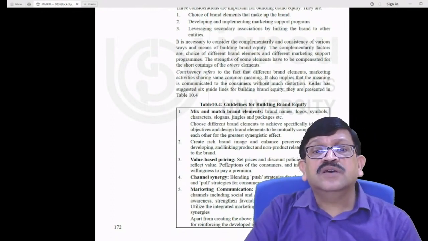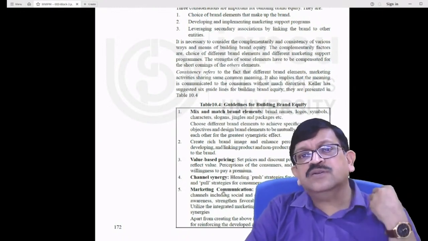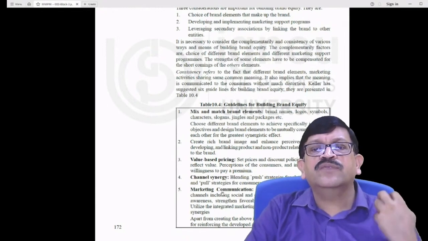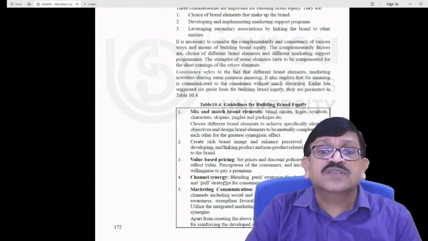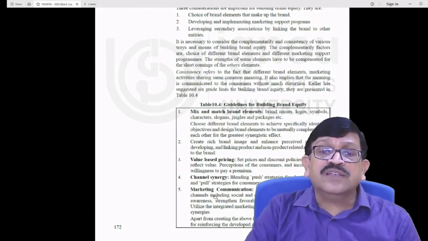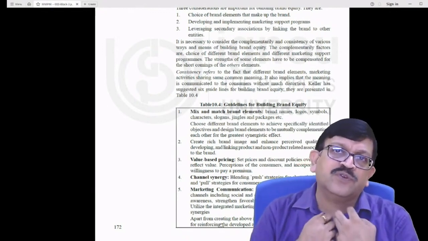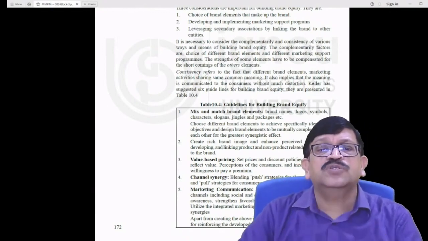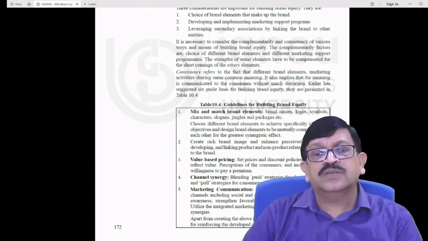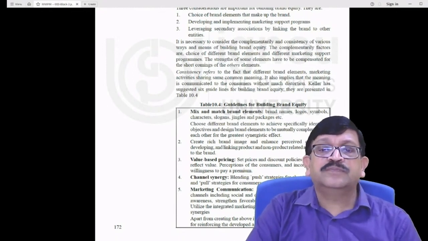Second is value-based, and of course, the image that you associate should be consistent, robust, and should convey very strong brand associations. Value-based pricing, channel energy, obviously you blend it. If you have a pull factor, strong communications, you're able to pull the customers, you should also have channel members who can be pushing the product to the market. So obviously in that sense, your brand also registers well. It also helps in achieving the results.